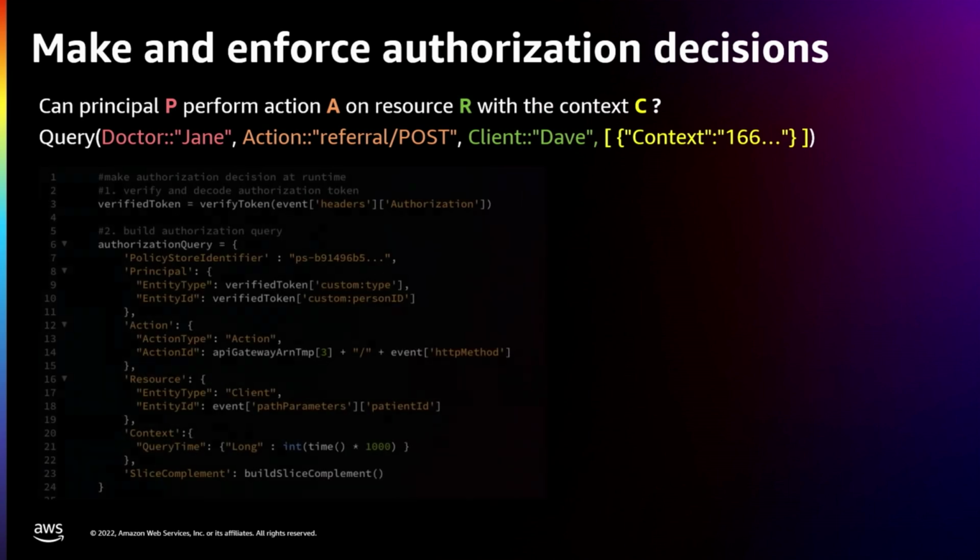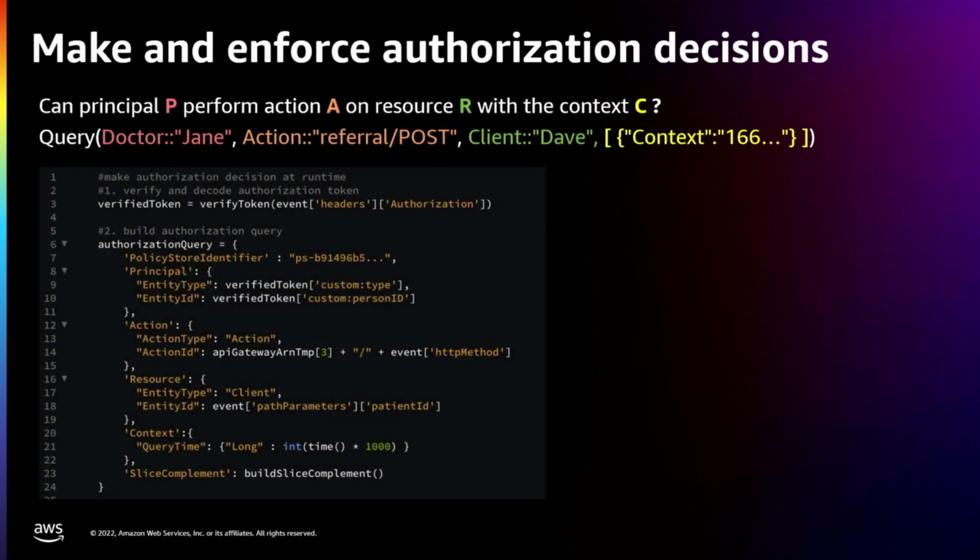To do this, and this is sample Python code, I have 4 steps here. The first step is retrieving the token from the authorization header and verifying it. This is a standard JWT token verification using the public key of the issuer. The second part is formatting a query to Amazon Verified Permissions. In this query, I have 6 important pieces of information.